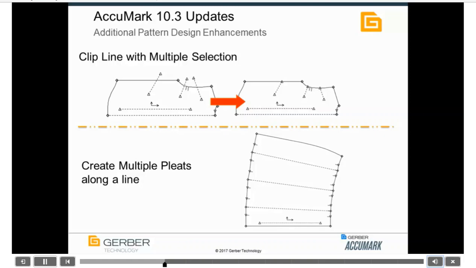So in my option here, I've opted for three pleats spaced evenly, and it's going to space them evenly along both lines for me. So even though my hemline was a little bit wider, it's just going to adjust that spacing for me to make sure I have that nice, even placement.